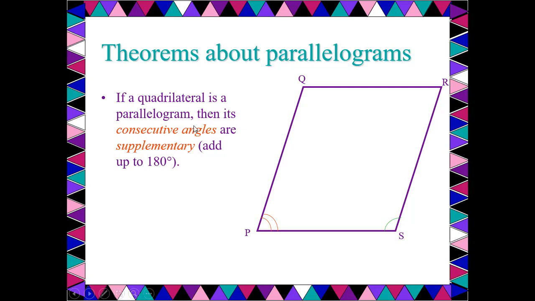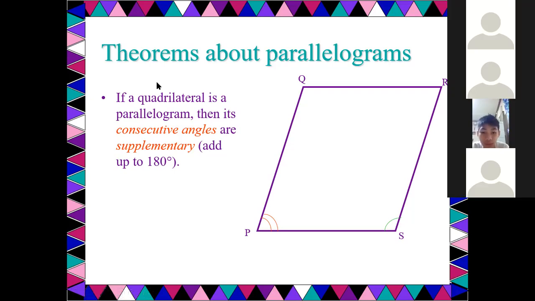Meron pa dito sinabi, consecutive angles. Ano ang ibig sabihin ng consecutive angles? Yung consecutive angles, yung magkatabing angle. Okay? So si angle P, sino ang katabi niya? Si angle S at saka si angle Q. Okay, katabi niya yon, di ba? Kasi si angle R, ano kay angle P? They are opposite. Magkatapat sila. Okay? So si angle Q naman, ang katabi niya ay si angle R at saka si angle P.